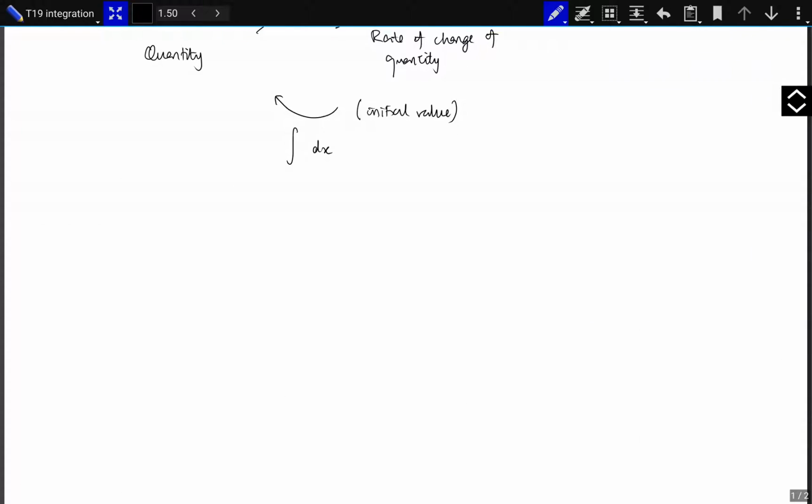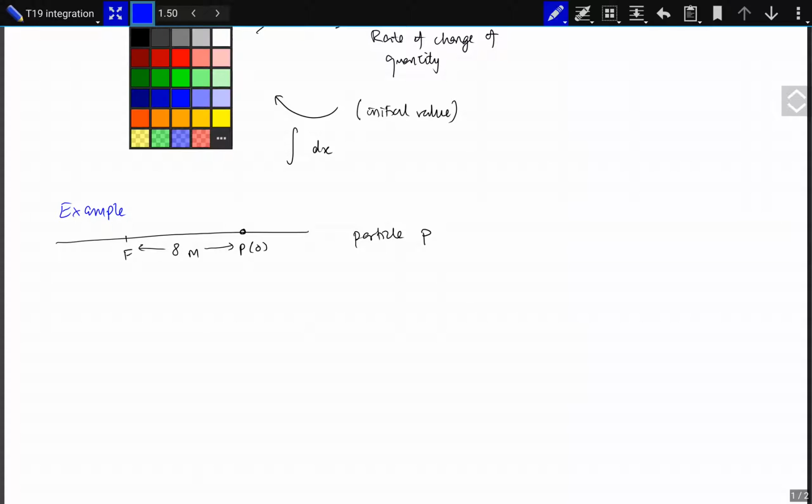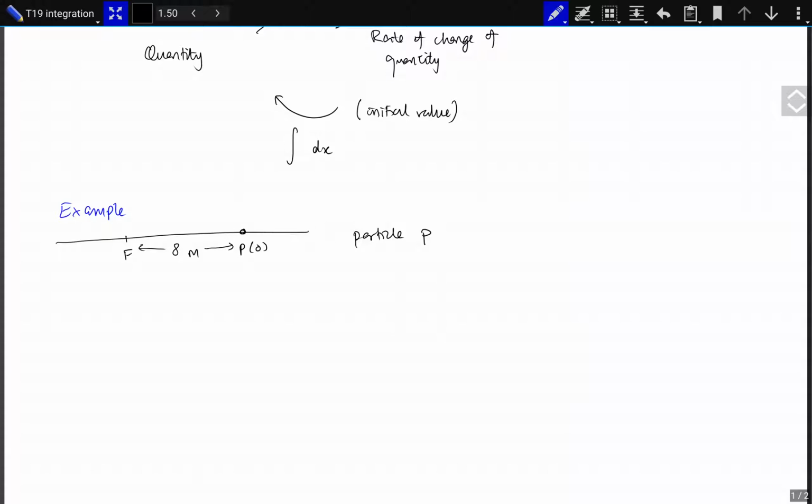So let's do an example. Suppose you have a particle P. So you have some fixed point, and the particle starts off at P0, 8 meters away. And the particle P has a velocity v of t equal to 4 plus 6t plus t squared. And from the picture, what we've said is that the position at time 0 is equal to 8.